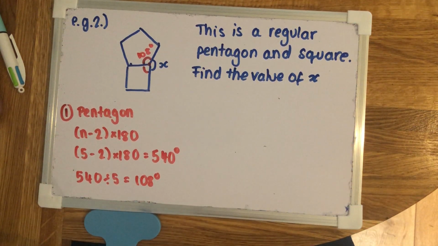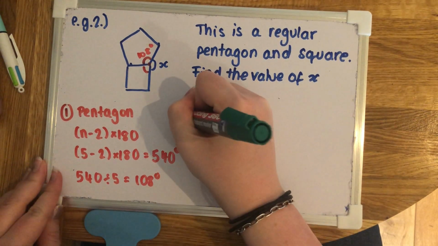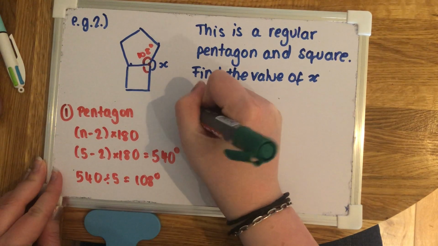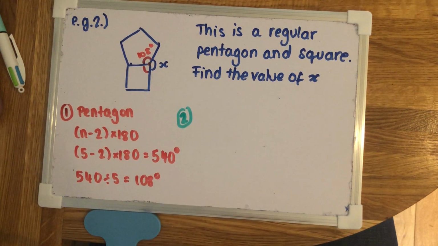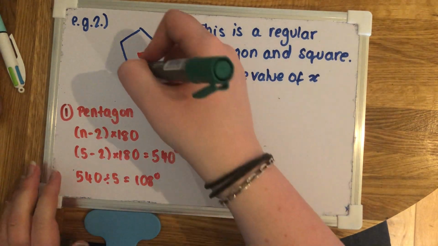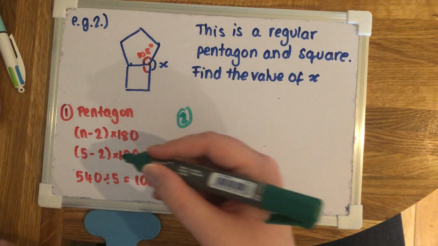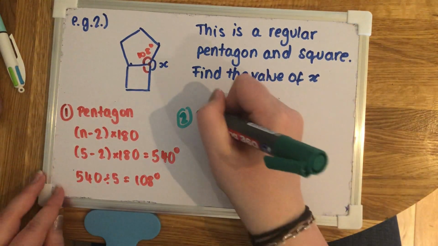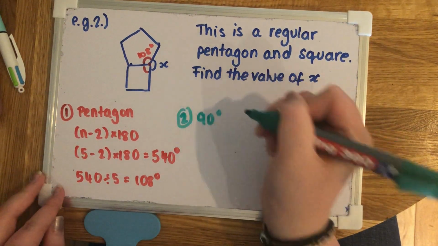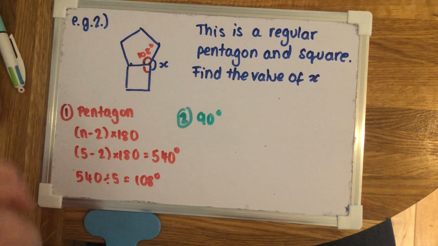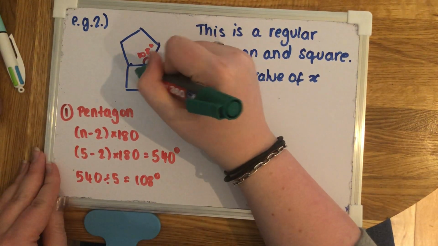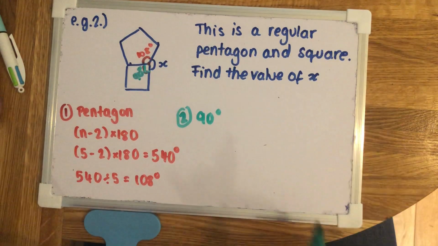Okay. So for the second bit, we're focusing on the square. Now, you don't need to show all the workings out on this one because a square is a fairly simple shape. This should be one generally that you should know already. So if you're not sure, you can do exactly the same method as that and you'll get the right answer. But every angle in a square will be 90 degrees. So this will be a right angle, which is 90.